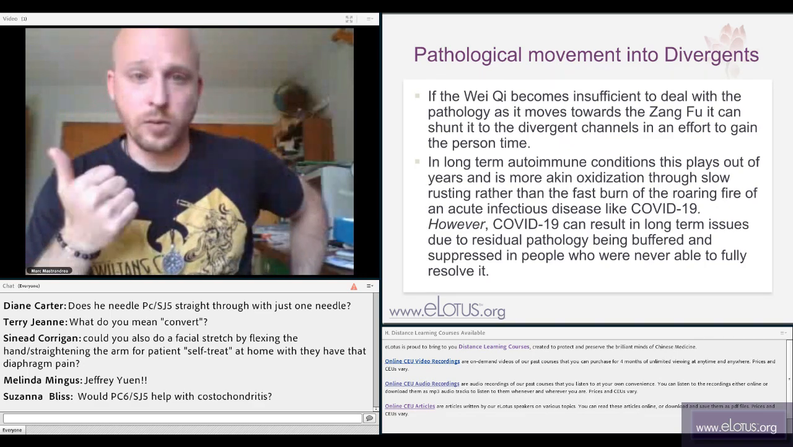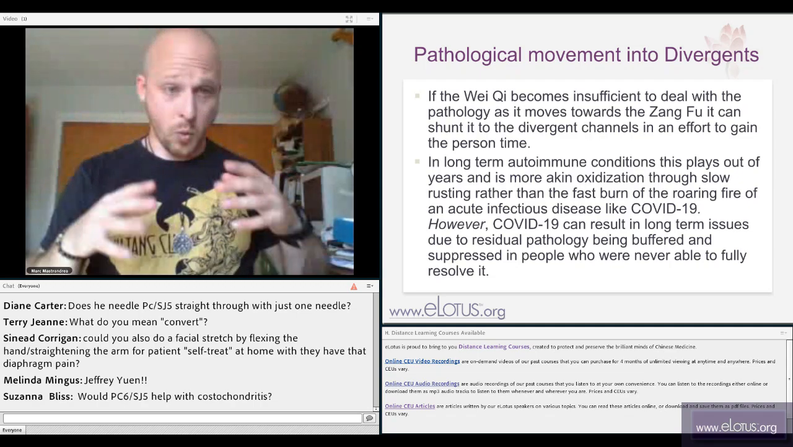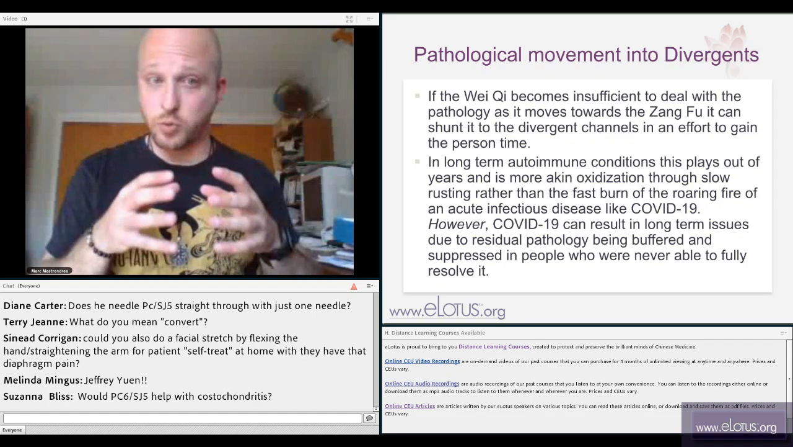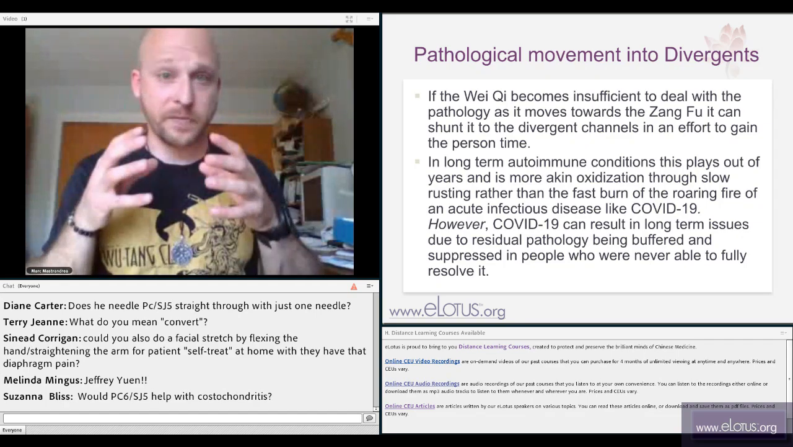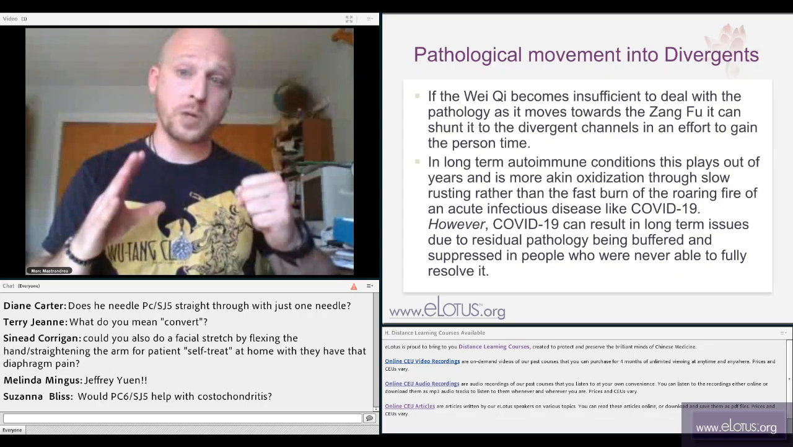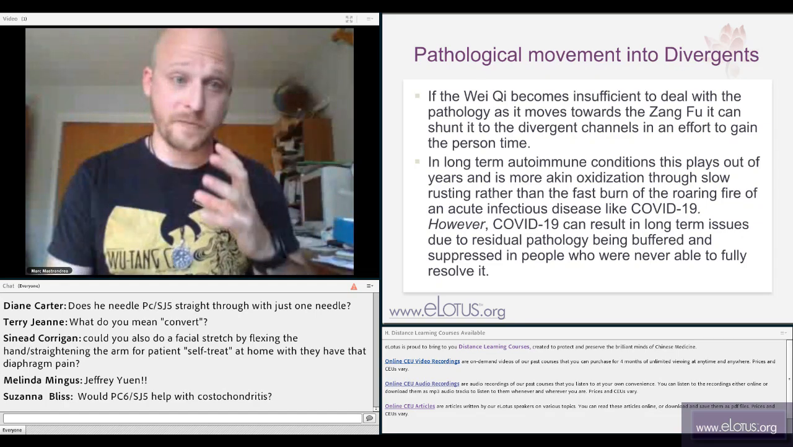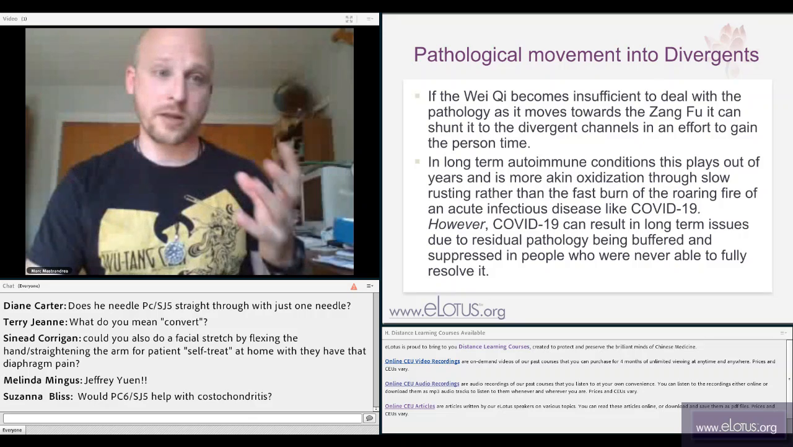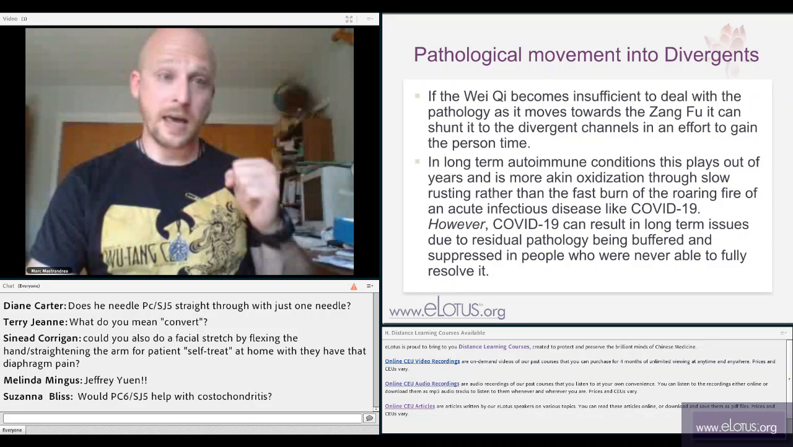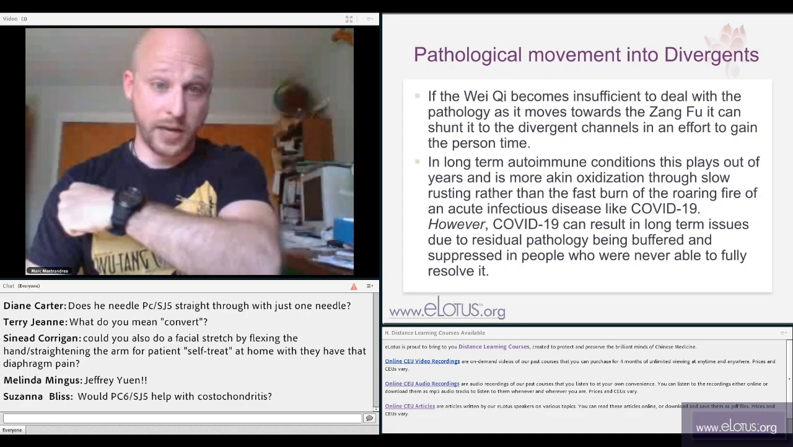So pathological movement and divergence, some things to understand. If Wei Qi, when it's fighting a pathogen, becomes insufficient, not if it becomes too weak, if it becomes insufficient to fight, then what will happen is it can work on taking that pathogen and shunting it into the divergent channels. If it's too weak to fight it, then the pathogen is probably going to enter the Zangfu, right? But if it's insufficient, it clicks over and it can send that pathogen into the divergent channels to be held.